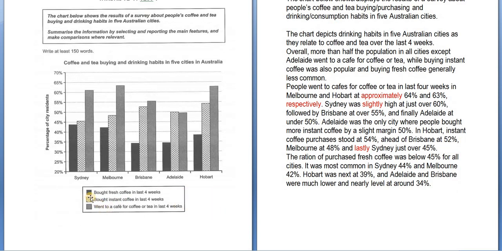So here, look at here is the black bar shows. Here is the black bar. So the black bar indicates bought fresh coffee in last 4 weeks, and this one, the middle one, the striped bar, it indicates bought instant coffee in last 4 weeks, and the plain silver or ash color, you can say, this indicates went to a cafe for coffee or tea in last 4 weeks.